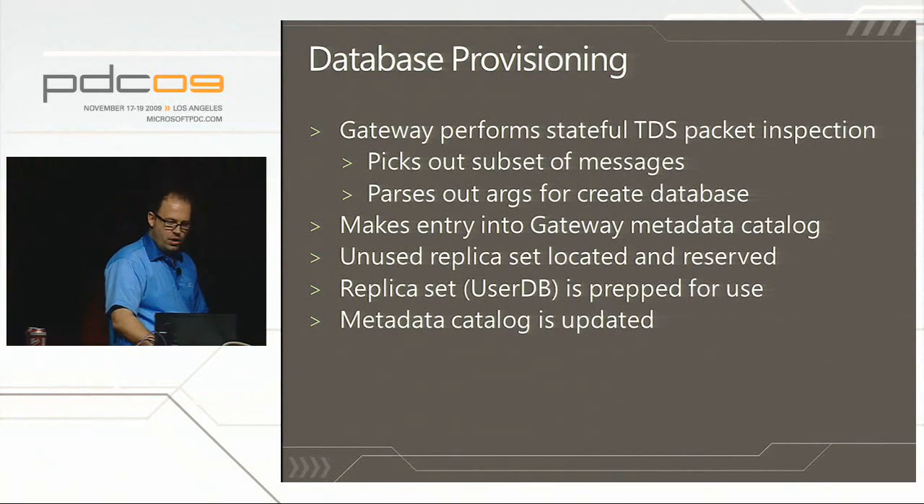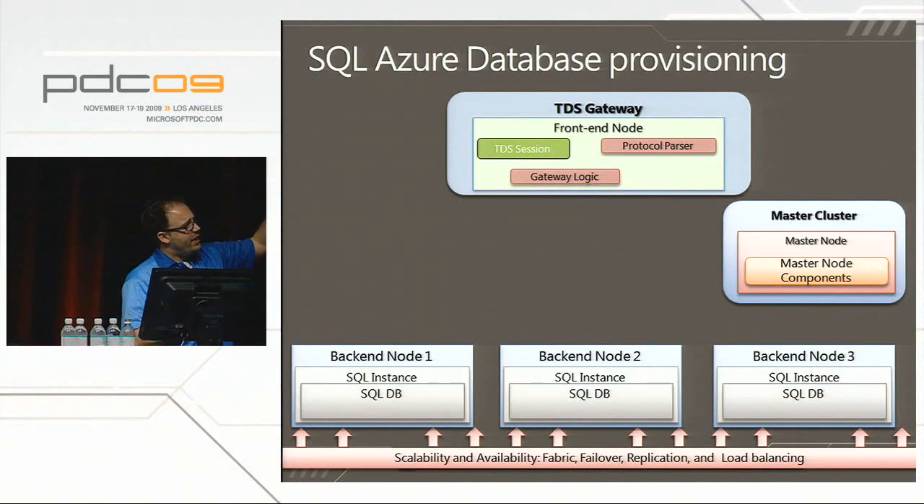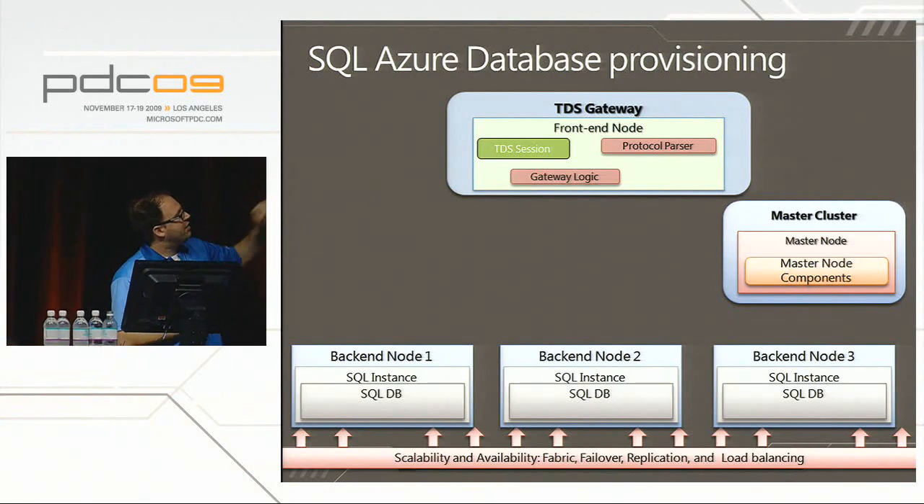So just like before, slightly different picture, but here we can see we have the gateway process running on a front-end machine.